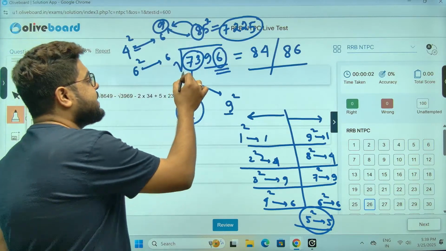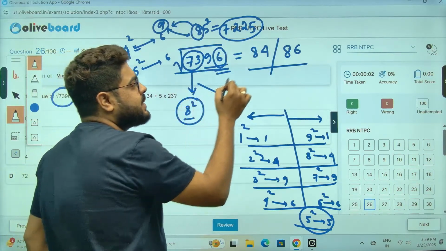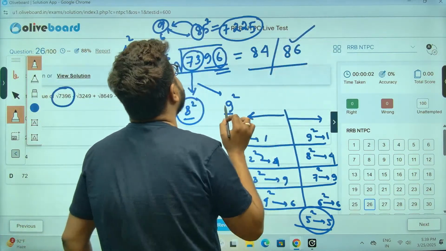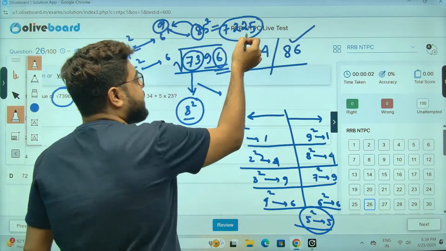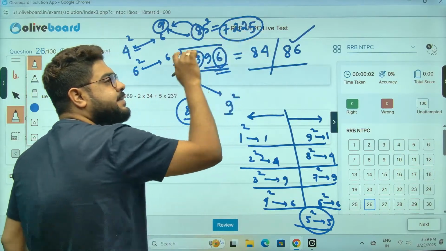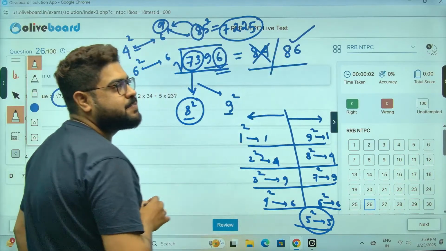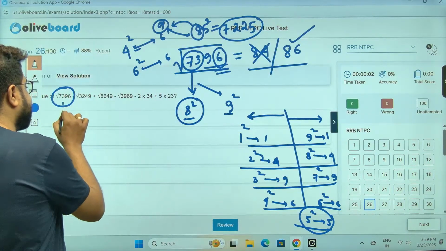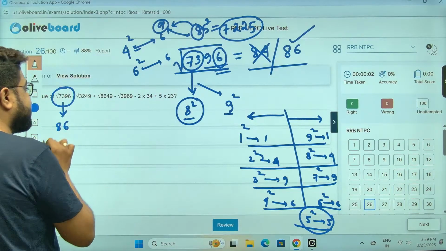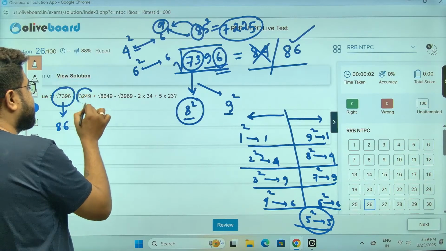7225. This number is greater than this. Yes, my answer is greater than 85. If this number was less than 7225, then my answer would have been 84. But in this case, that is not the case. So it is 86. Everybody, squaring clear?